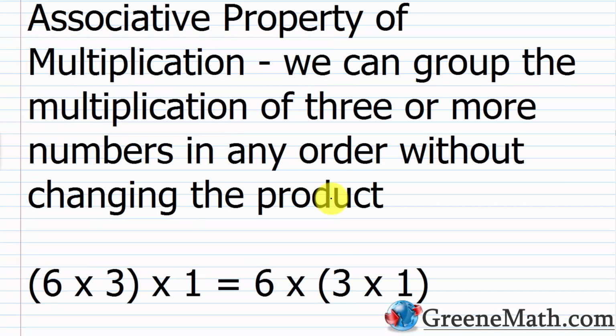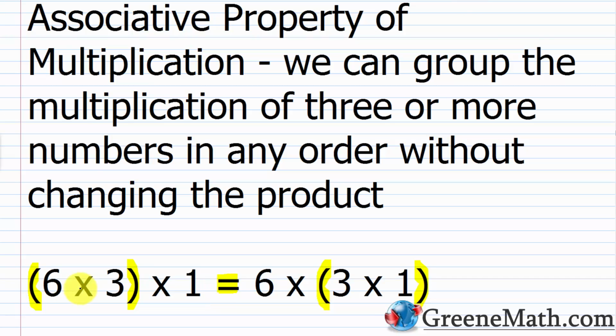Okay, now let's talk about the associative property of multiplication. So with this property, we can group the multiplication of 3 or more numbers in any order without changing the product. Notice that where we have 6 times 3 times 1, we have parentheses here around 6 times 3. And we're saying this is equal to or the same as 6 times, and now I have parentheses around 3 times 1. So when we say grouping, we're talking about putting parentheses around different numbers. So if you just have multiplication involved, you can put parentheses around different numbers or take the parentheses away. It's not going to matter at all. You will get the same answer.